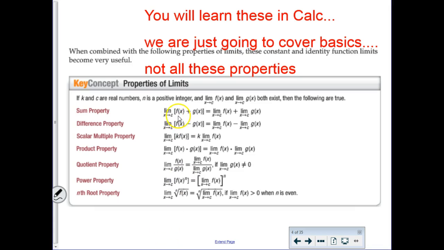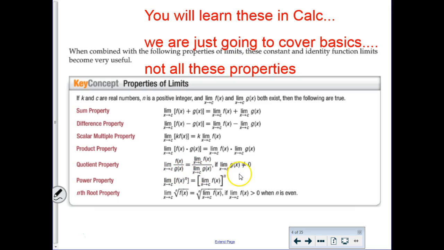For instance, the limit of f of x plus g of x is equal to the limit of f of x plus the limit of g of x. Okay, cool. That's nice to know, right? Same thing is true for subtraction. You can put a scalar multiple in or outside of the limit. You could multiply them together, or you could split them apart, as the case may be.